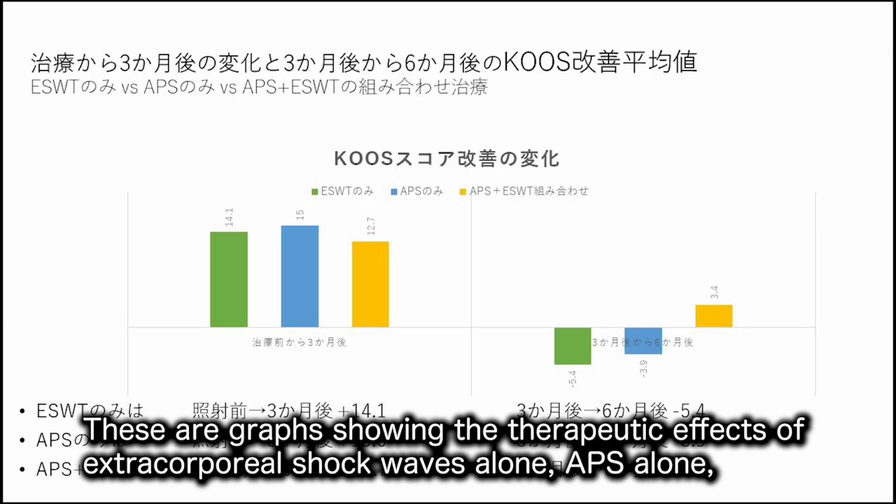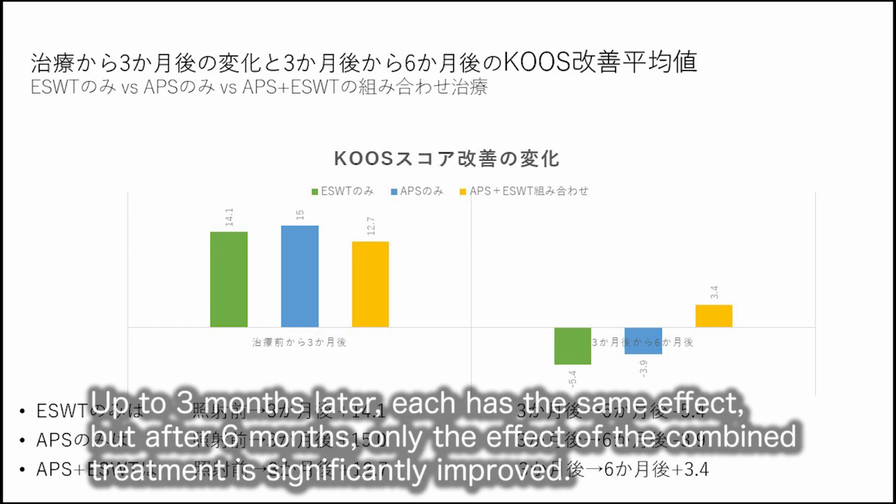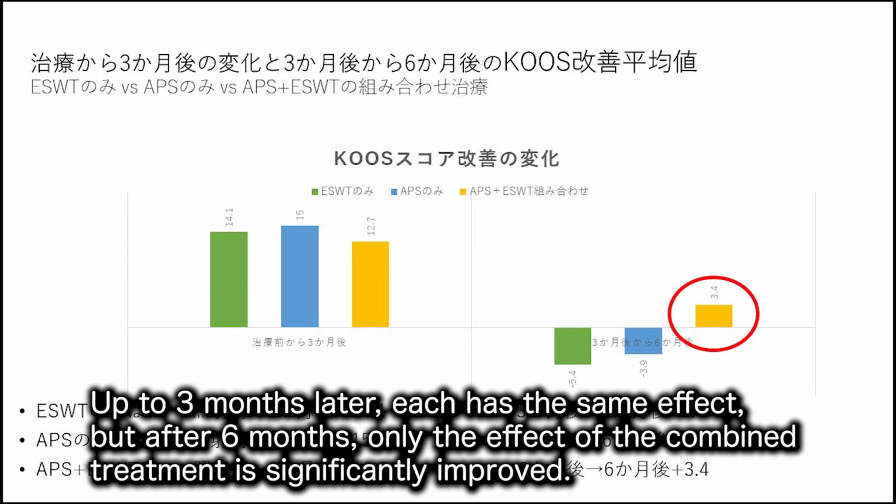These are graphs showing the therapeutic effects of extracorporeal shockwaves alone, APS alone, and combined treatment of APS and extracorporeal shockwaves in severe knee osteoarthritis. Up to 3 months later, each has the same effect, but after 6 months, only the effect of the combined treatment is significantly improved.